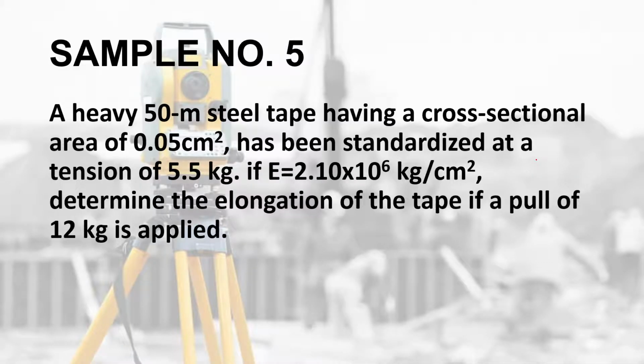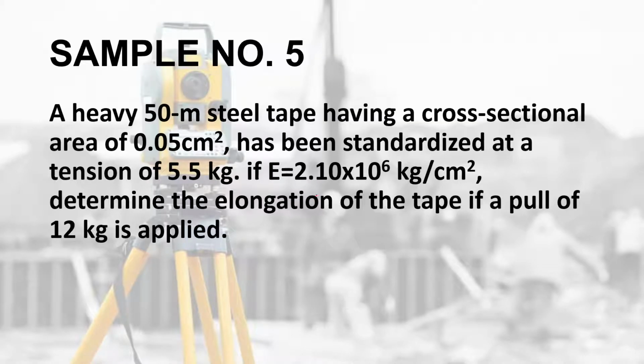A heavy 50-meter steel tape having a cross-sectional area of 0.05 centimeters squared has been standardized at a tension of 5.5 kilograms. If E is the modulus of elasticity, 2.1 times 10 raised to 6 kilograms per square centimeter, determine the elongation of the tape if a pull of 12 kilograms is applied.